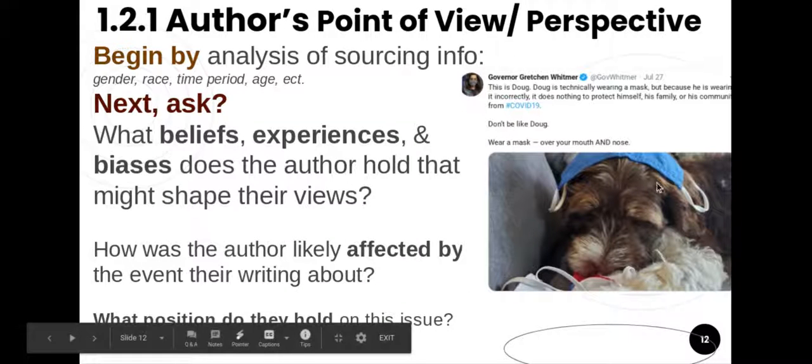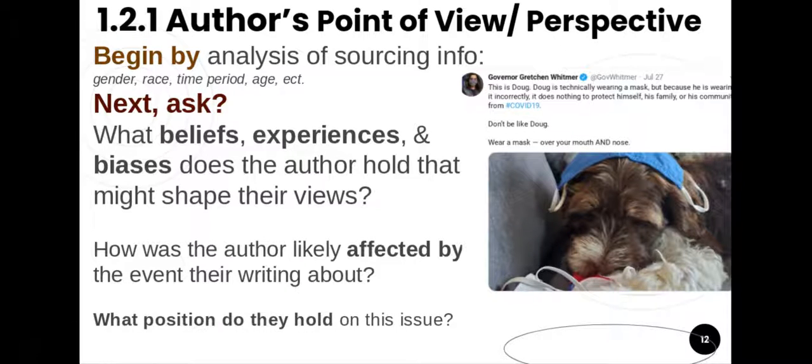Let's try it. So we have here a tweet that was written by Governor Gretchen Whitmer on July 27th. Again, I want to remind you that I have begun trying to find the author's point of view by analyzing the sourcing information. So I know that Governor Gretchen Whitmer is a female, and as far as gender goes, she's in the minority of politicians in the country. I also know, from background knowledge, that Governor Gretchen Whitmer is a Democrat.